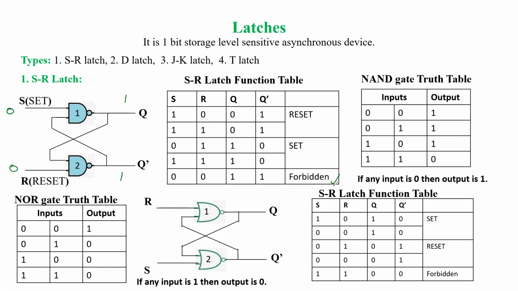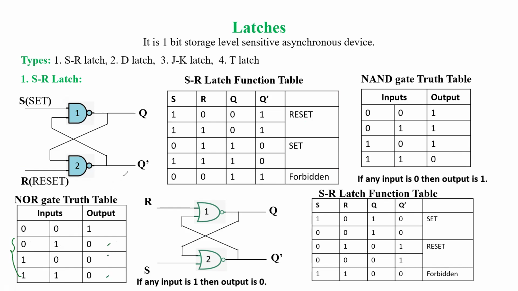Now we can see the SR latch with the help of NOR gates. Both are universal gates, which we are going to see now. Again, the same cross-coupled connections are given here, and we recall the NOR gate truth table: 0 0, 1; 0 1, 0; 1 0, 0; 1 1, 0. What is similar here is that if any input is 1, we are sure the output is 0.